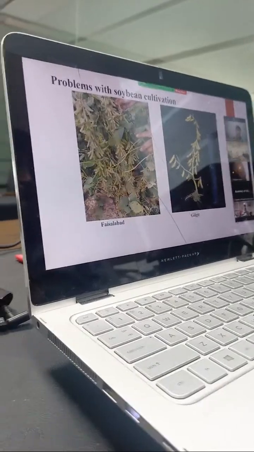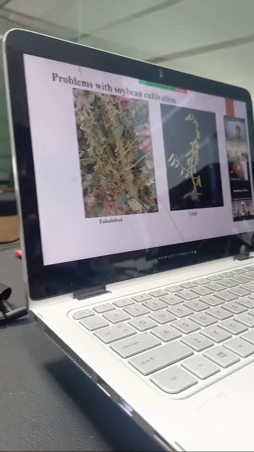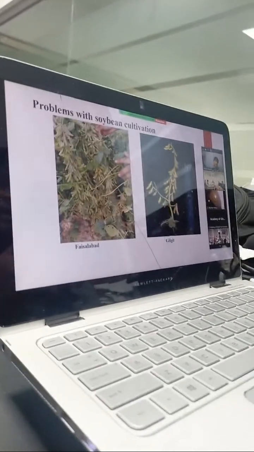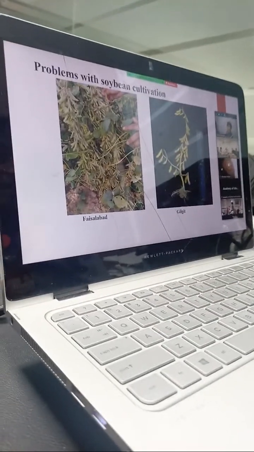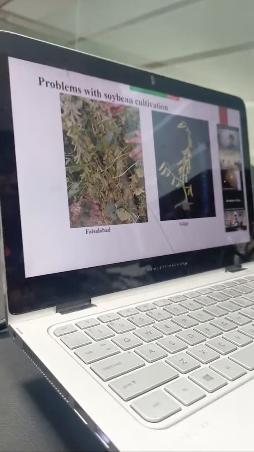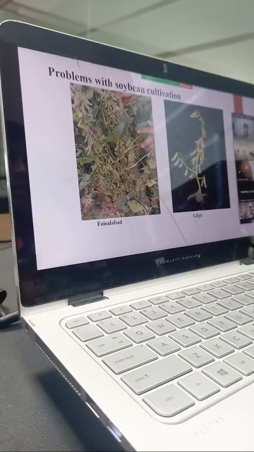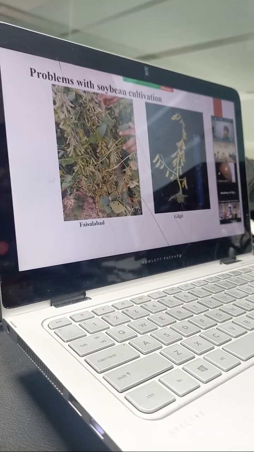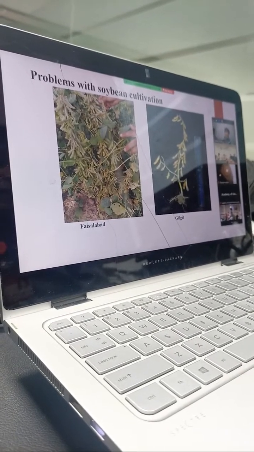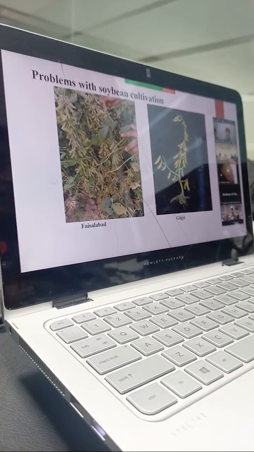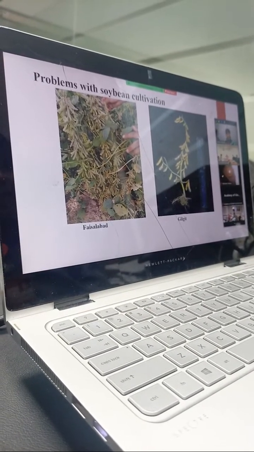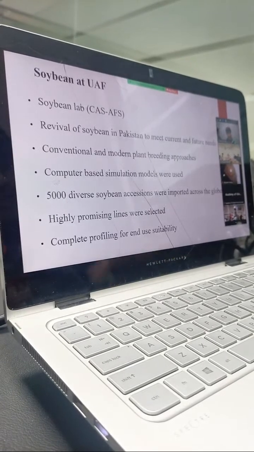Extremely high yielding crop. When the same line was sown at a different location, very north, as mentioned, Gilgit, the area near China, you can see the performance of the plant, where the plant height, number of branches, and even number of pods reduce significantly. So the yield reduction is almost 80 to 85%. This is the major threat.